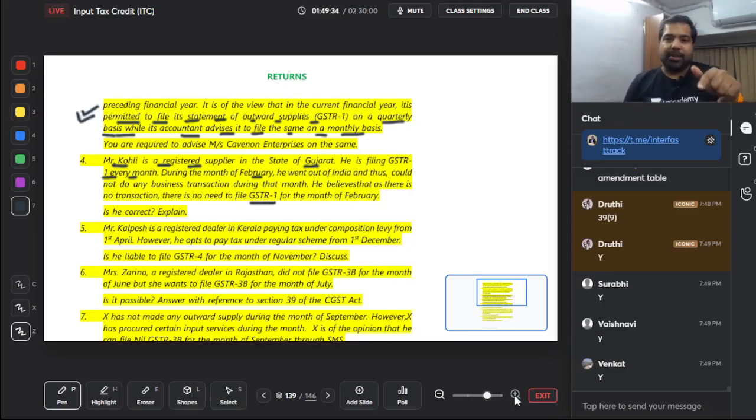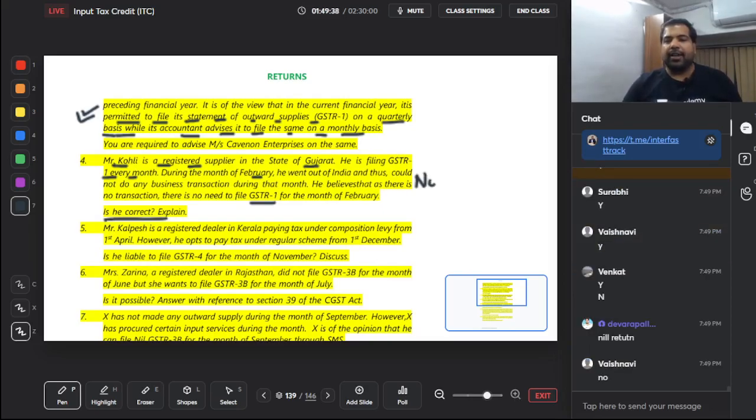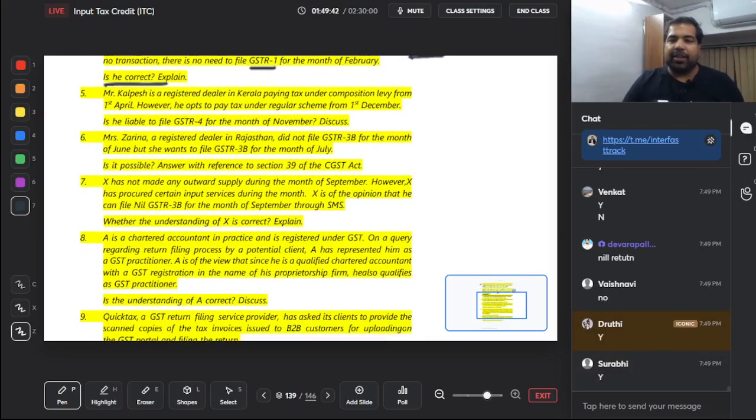This is the biggest myth in India, guys. You need to file? Yes, you need to file a nil return. As a CA, it is your job to tell your clients to file this even if there is no GST.